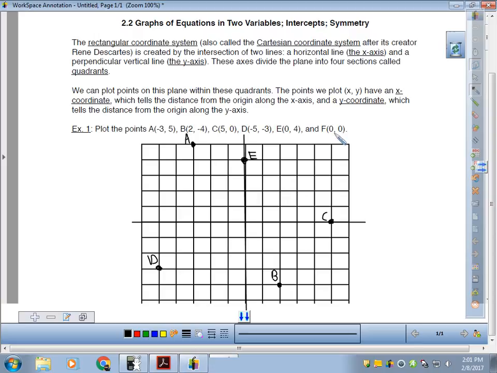And then lastly, point F is 0, 0, which means we're not going left or right, and we're not going up or down. So we're just going to stay right here in the middle. And this point here in the middle is called the origin. So F is located here at the origin. And so that's how we plot points. It's pretty straightforward.